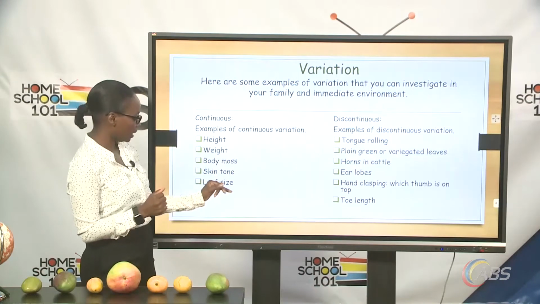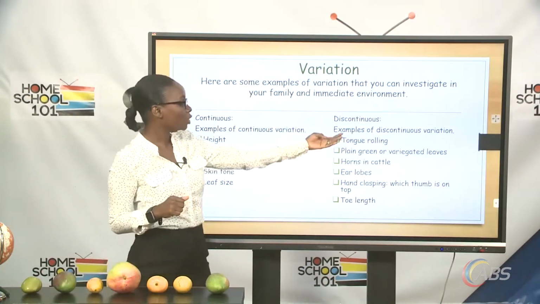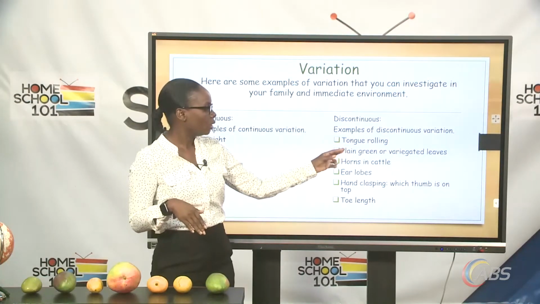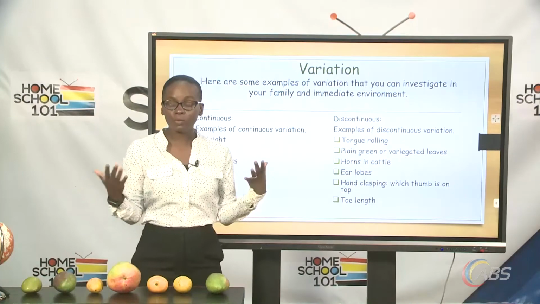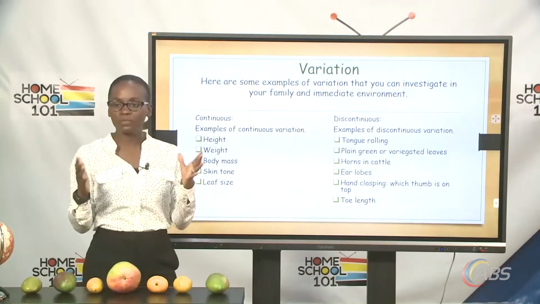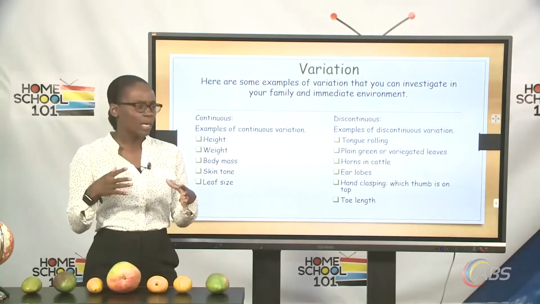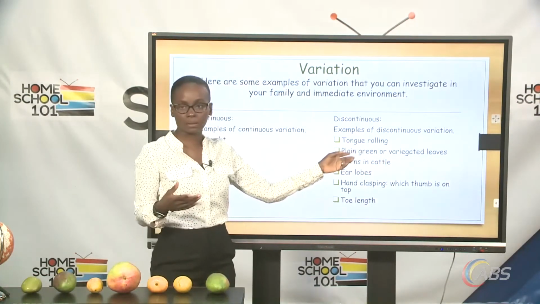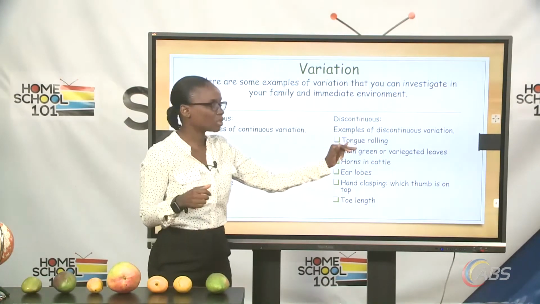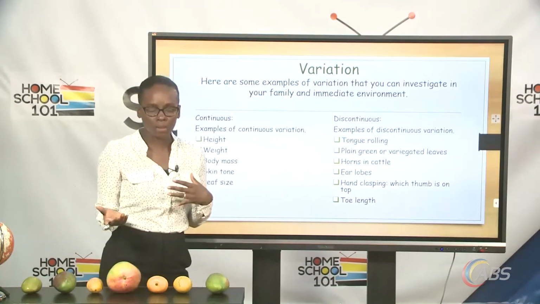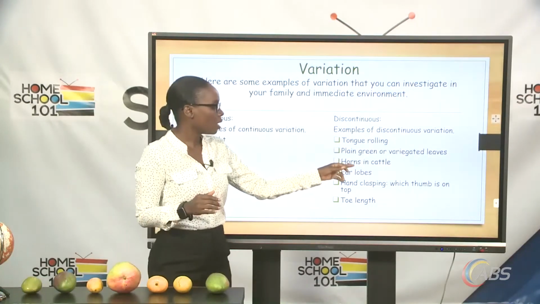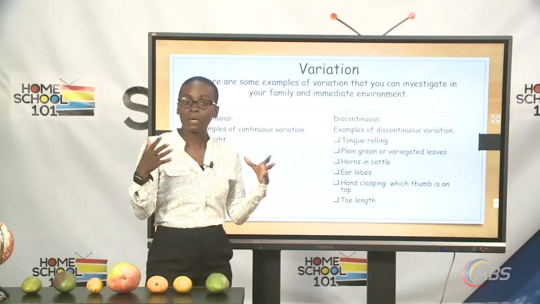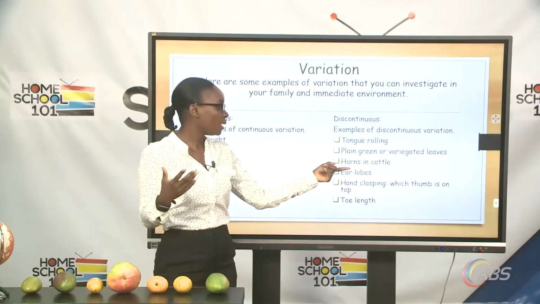We looked at that one. I looked at the leaves. I spoke about the leaf size. Tongue rolling, which was one that we did last time we had this session. Look at whether the leaves are plain green. I'm sure you've seen some leaves that have some beautiful colors like yellow and red and so on. They are either variegated or green. There's no in between. You can't sometimes roll your tongue and then sometimes not. You either can or you can't. Horns in cattle. So while you're driving, you can look at the cattle and see how many of them may have horns and how many may not.